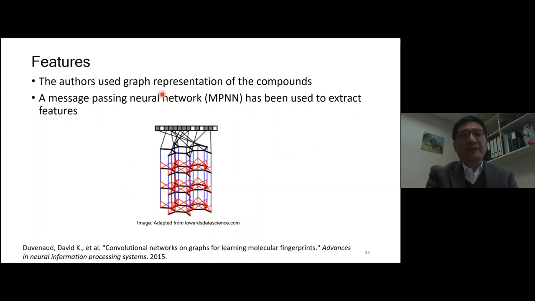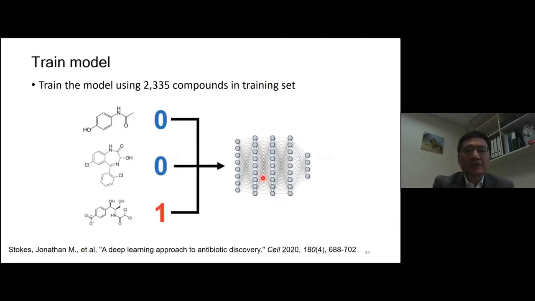And then we can use the graph representation of the compounds. The message passing neural network has been used to extract the features, as I mentioned previously, and we train the model. In this case, we can train the model using these over 2,300 compounds in the training set. So we know certain compounds are inactive and certain functional groups are active. Then we can input the data and train the computer. I use this to represent the complexity of the data, but nonetheless, the approach can be used to identify or discover these potential new antibiotics.